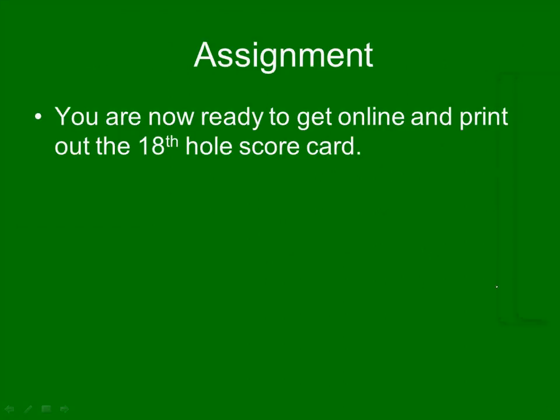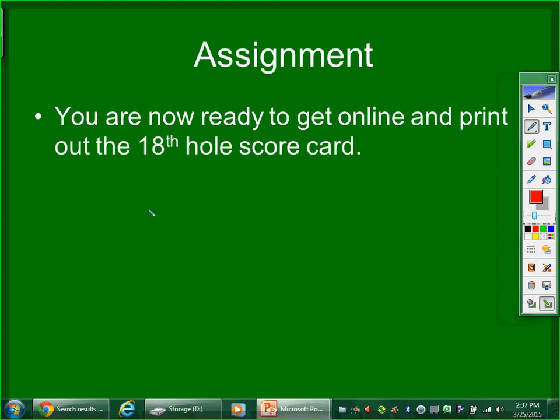To summarize what you should have seen today, to find the volume of a cone, you take the area of the base of the cone, pi r squared, times the height of the cone, and then you divide by 3, or you can multiply by 1/3. For the pyramid, you find the area of the base, multiply it by the height of the pyramid, and divide by 3. You're now ready to get online and print out the 18th hole scorecard.